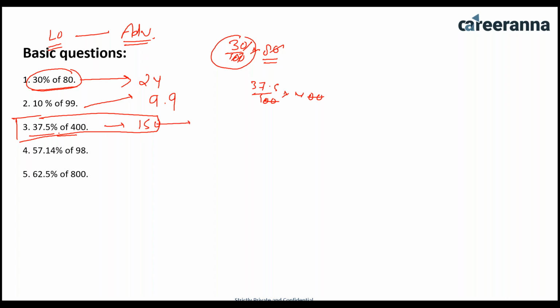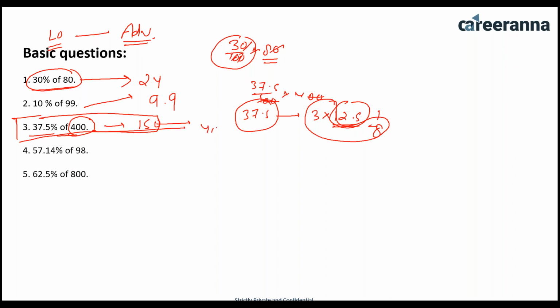Okay, how can I do this? So I have to understand that 37.5 is 3 times of 12.5. 12.5 can be written as 1 by 8. So 37.5 is 3 by 8. So I have to multiply this number by 3 by 8. If I do this, please check. 400 multiplied by 3 by 8 can be very easily calculated. 150. Is it? So I'll tell you all the fraction values which you should remember.